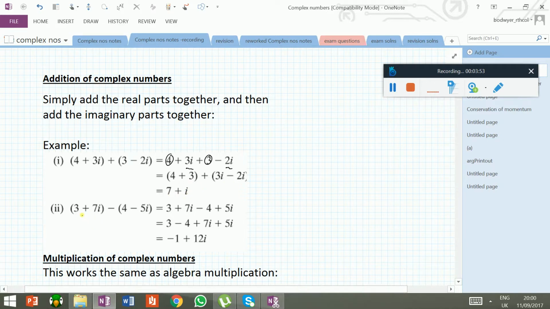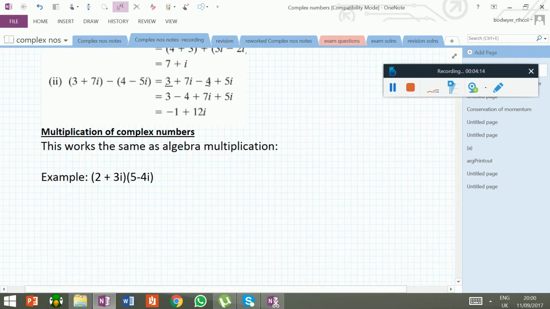Again, for subtraction, remove your brackets first. Now I'm going to say minus 4, minus minus gives me a plus 5i. Then you just group the reals together. You get 3 minus 4, which is minus 1. And the imaginaries together is the 7i plus 5i, which gives you a 12i. And this is your answer.